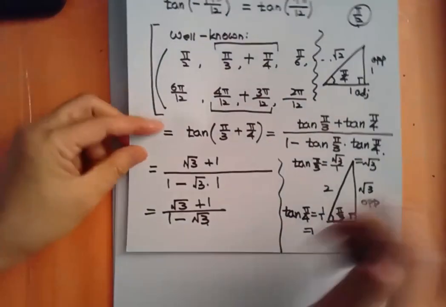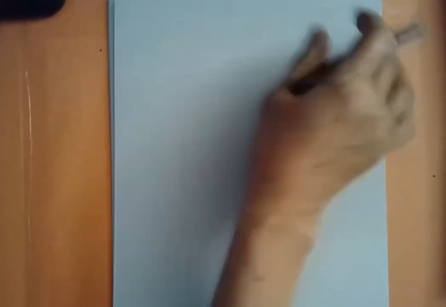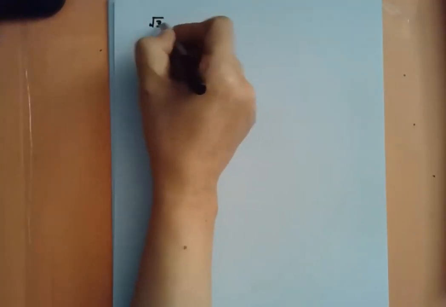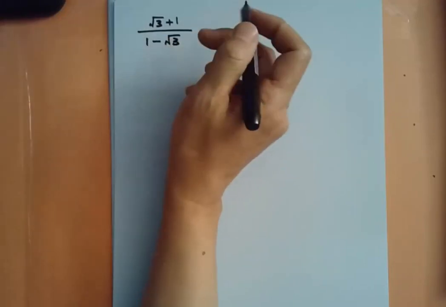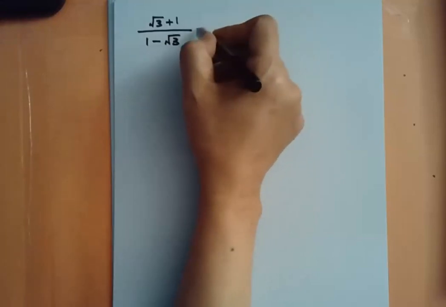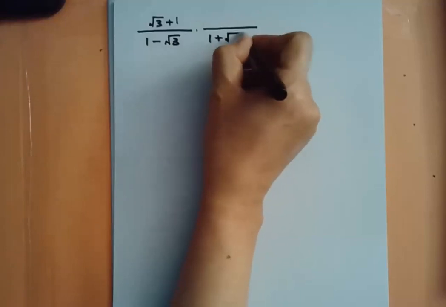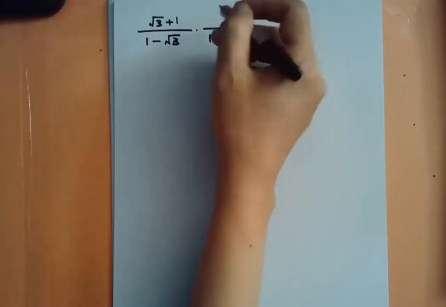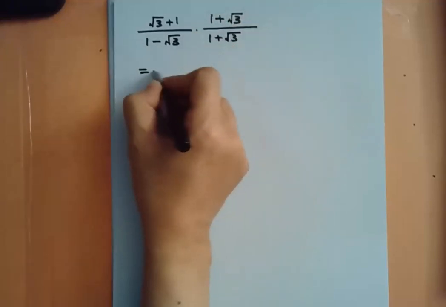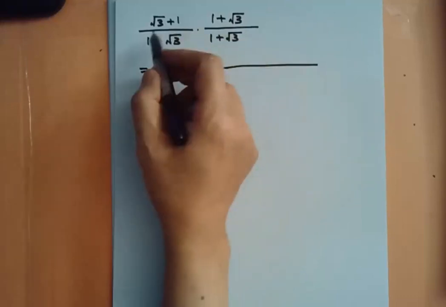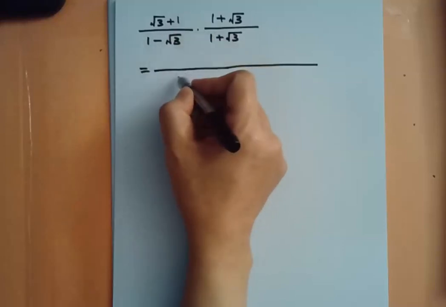In this case, I believe the WebAssign will accept this answer, but if you want to try the rationalized form of the answer, then you can multiply its conjugate 1 plus square root of 3 on the numerator and denominator. And then you will do FOIL in the denominator and numerator to get the value.